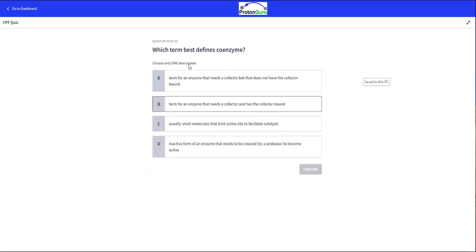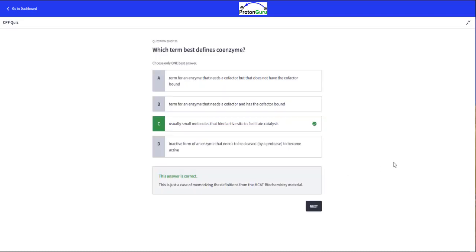Number 50, which term best defines coenzyme? This is just a case of remembering what the correct definition is. The coenzyme is necessary to activate the enzyme, but it's not itself an enzyme, so it's not the term for the enzyme that needs a cofactor. It's not the term for an enzyme that needs a cofactor and has the cofactor bound. It's usually a small molecule that is needed to bind. All right, so that's the definition for coenzyme.